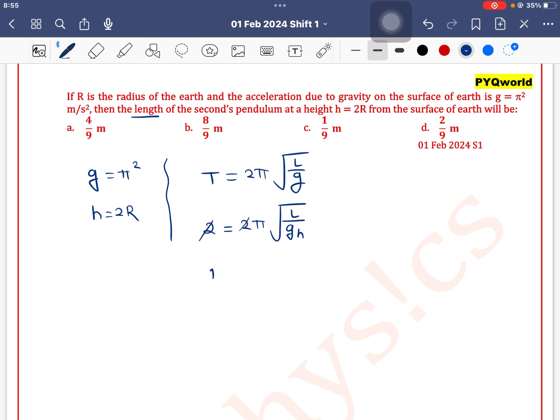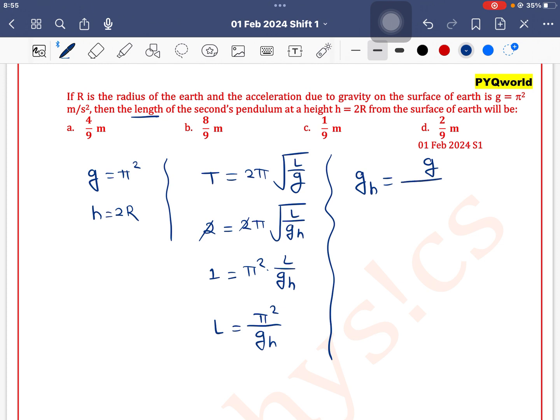If we take the square on both sides, so 1 is equal to pi square L divided by g_h. The value of L is pi square by g_h. Now the next task is to find the value of acceleration due to gravity at a height h, which is equal to 2r. So what is the formula for g_h?